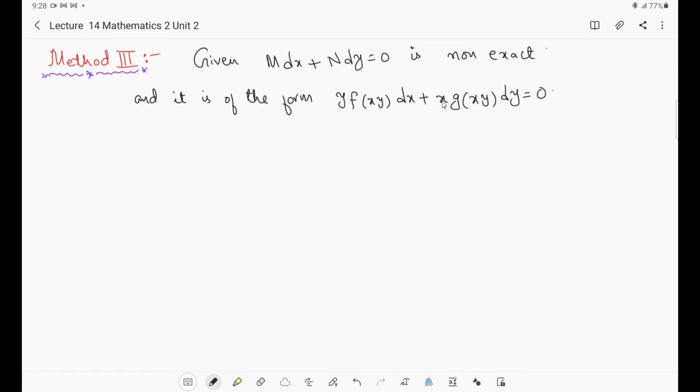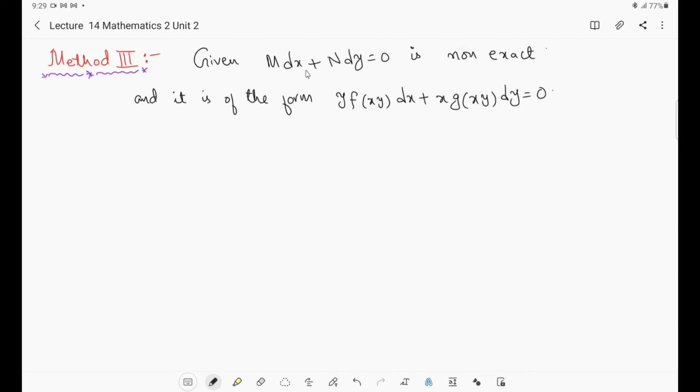The same case here: x into a function of xy, right? G of xy means this function and this function need not be the same. This function is f of xy and this function is g of xy, meaning these two functions need not be the same, right?